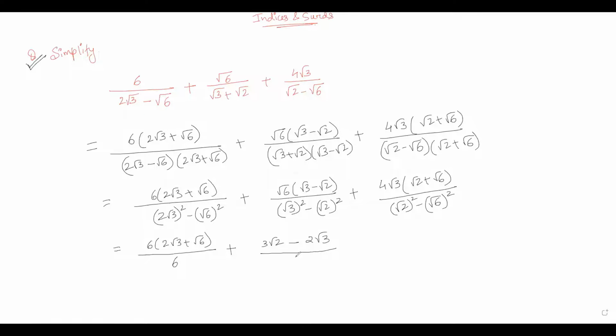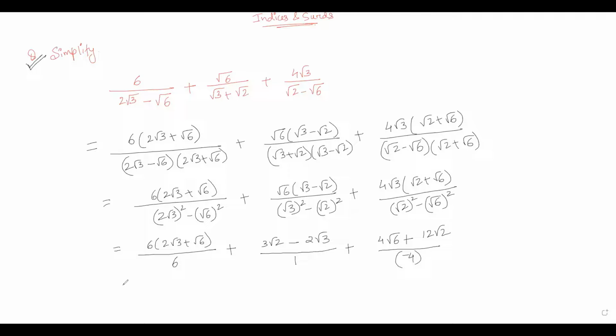So 3 minus 2, that would be 1. Plus this would be 4 root 6 plus 4 root 3 times root 6. So that would be 4 root 3 times root 2 into root 3. So that would be 4 into 3 times root 2, that would be 12 root 2. And in the denominator, this would be root 2 square, that is 2, minus root 6 square, that is 6. So 2 minus 6, that would be minus 4.